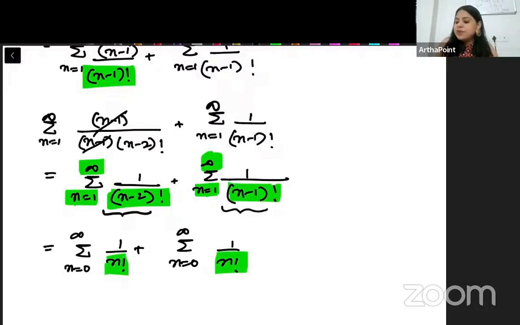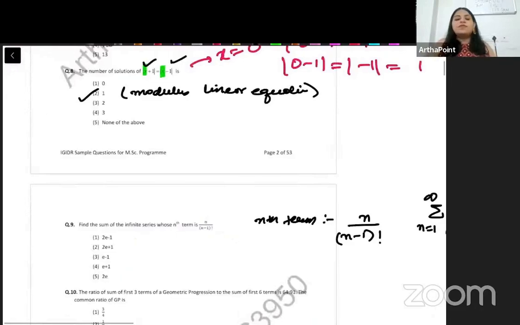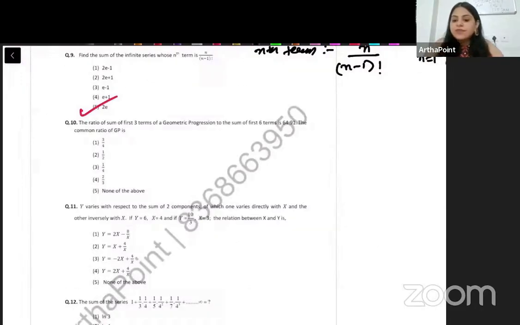Now, isn't this simply e? And this also e. So this will simply be 2e. So the answer to this question will be 2e. Is this clear? I hope you understand now what I have done. So the answer to this question will become 2e. This was a very tricky question, but you have to try and understand how to solve these questions. Okay, now come to the next one.